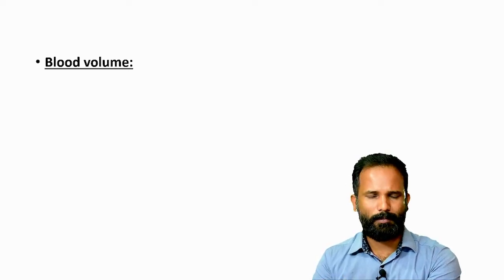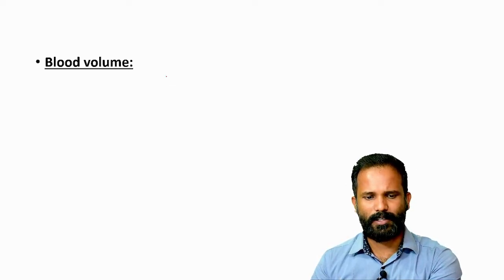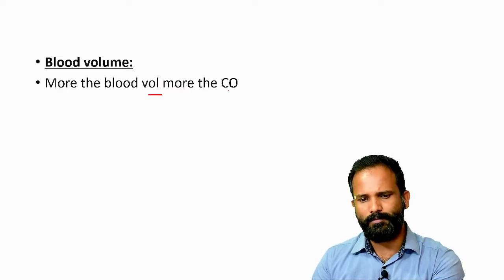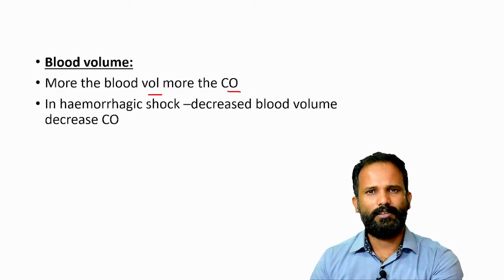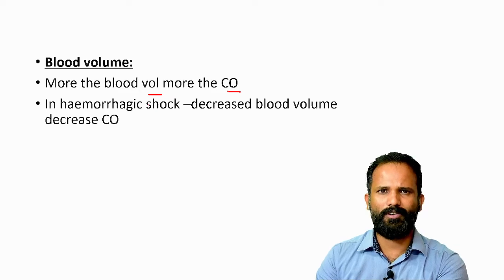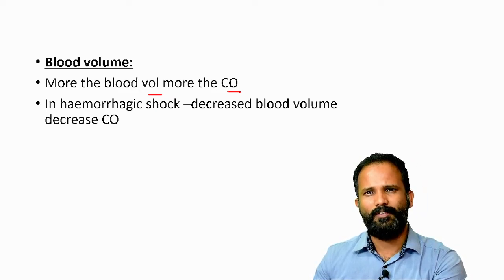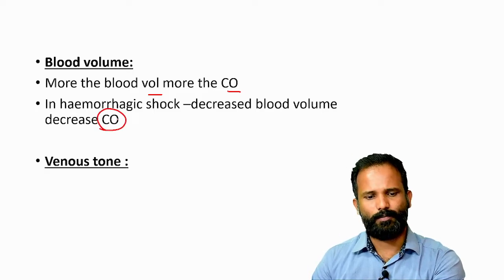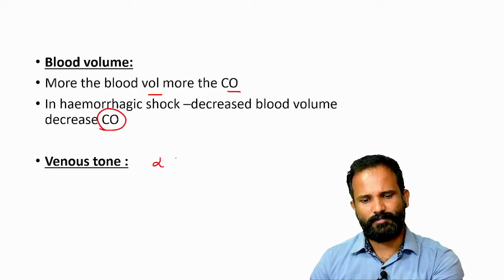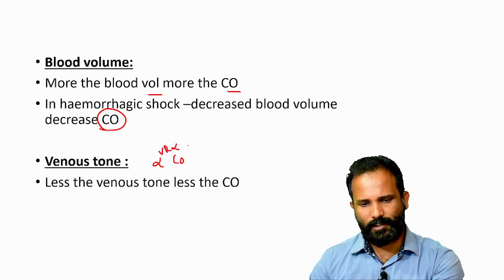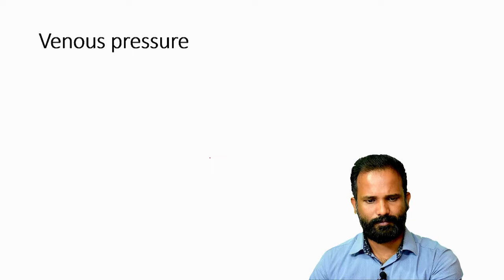Now coming to the blood volume. Venous return is dependent on blood volume, so the more the blood volume, the more the cardiac output. Let's think that there is a hemorrhagic shock where there is blood volume loss, which is also a hypovolemic shock. That decreases cardiac output. Venous tone is directly proportional to venous return, which is directly proportional to cardiac output.